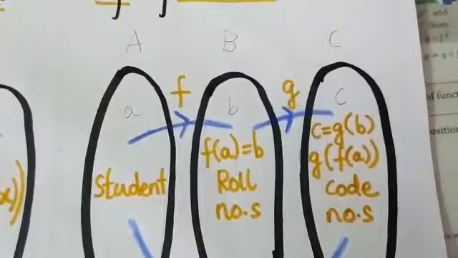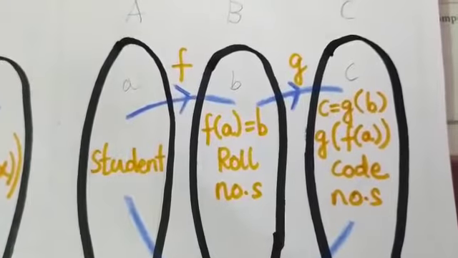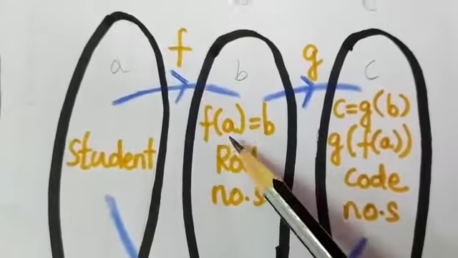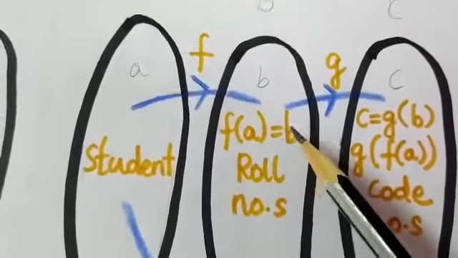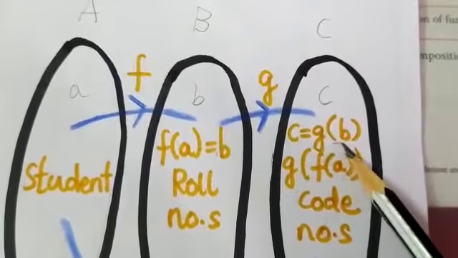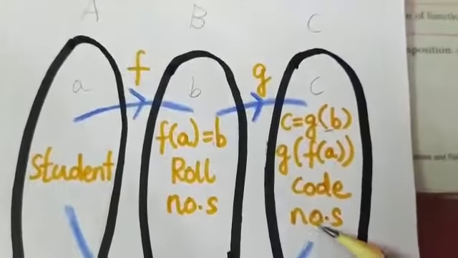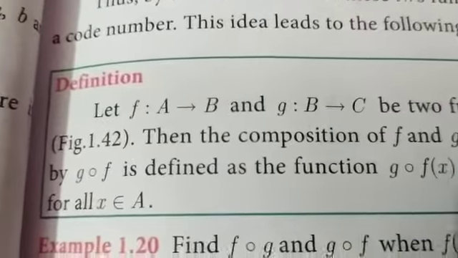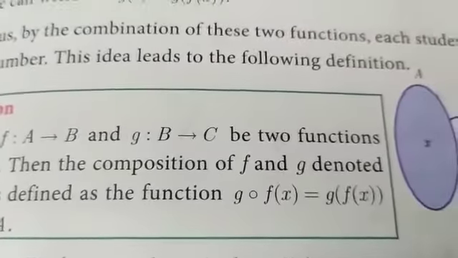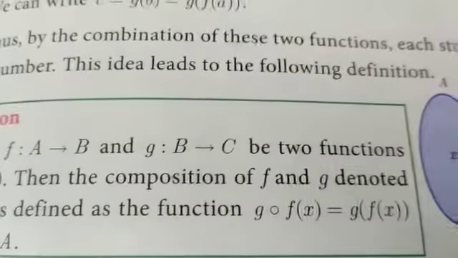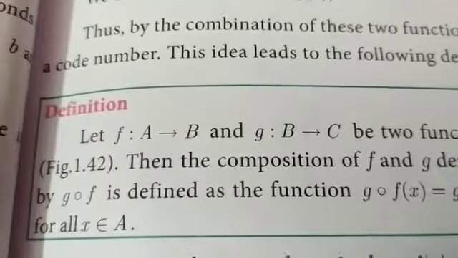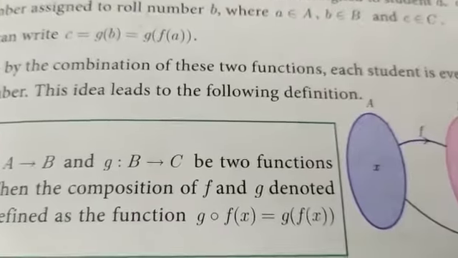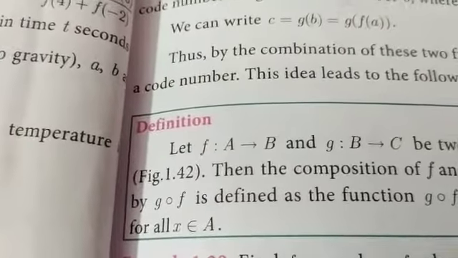These are the students. We can write c equal to g of b, that is equal to g of f of a. We already know that f of a equals b, so we are just replacing b with f of a. This is the code number of the student. So the definition of composition of functions: let f from A to B and g from B to C be two functions. Then the composition of f and g, denoted by g∘f, is defined as the function g∘f of x equal to g of f of x for all x belonging to A.